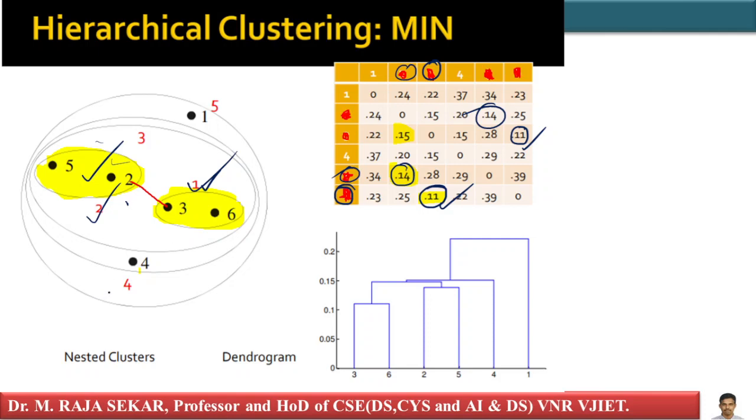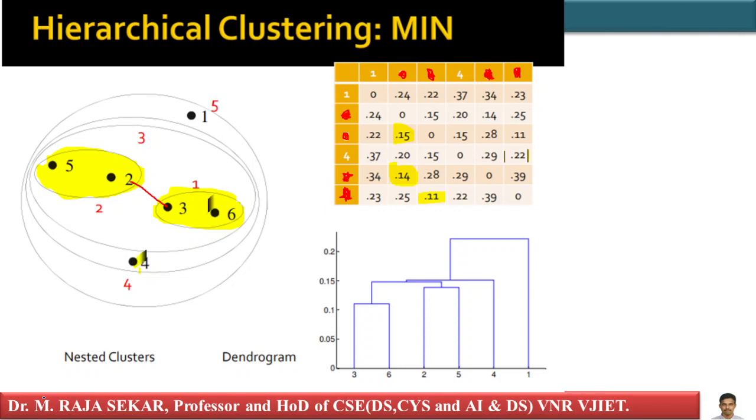Between these two clusters, use the min approach. The similarity between 2 and 3 is 0.15. So, all these points 2, 5, 3, 6 are in my cluster 3, isn't it? I would ask you to go through this example.